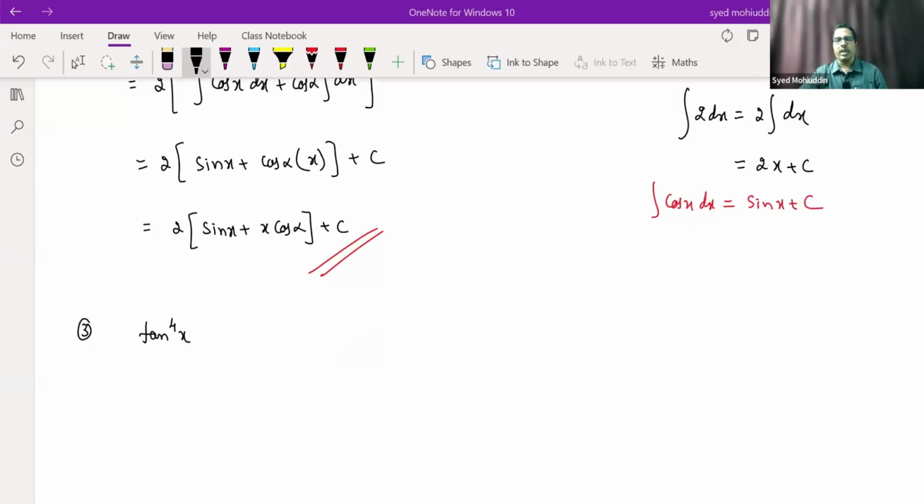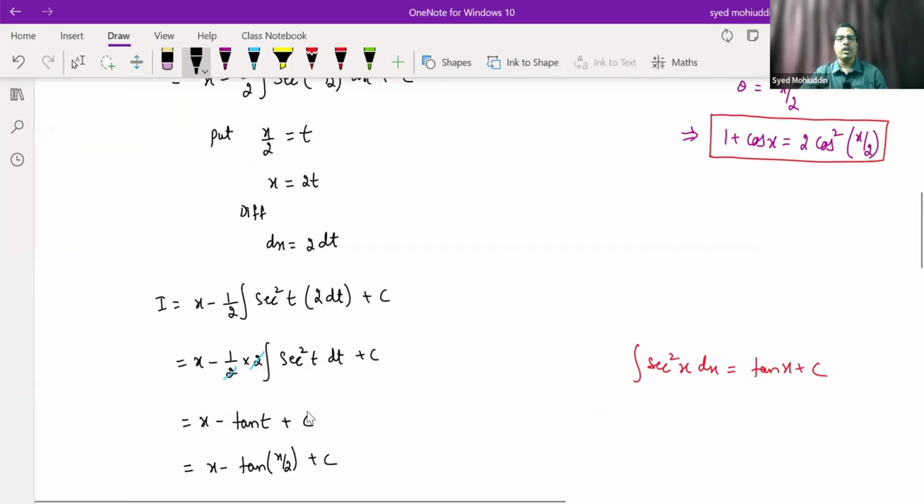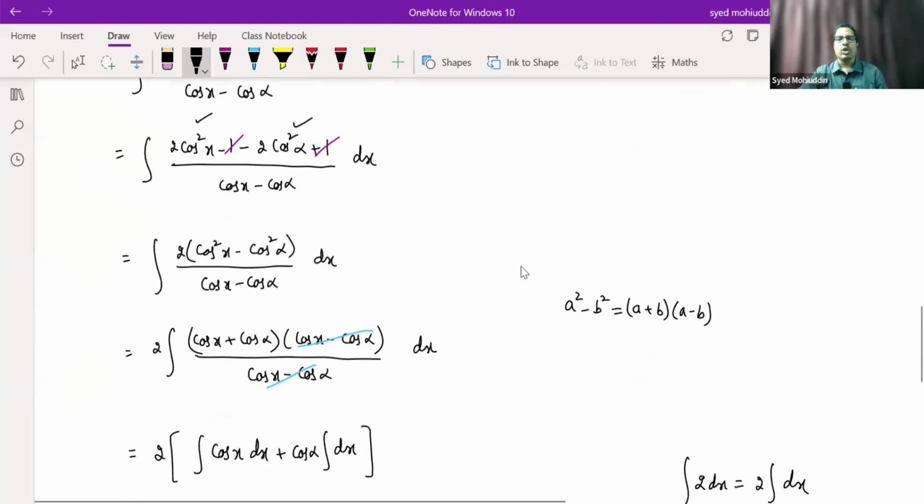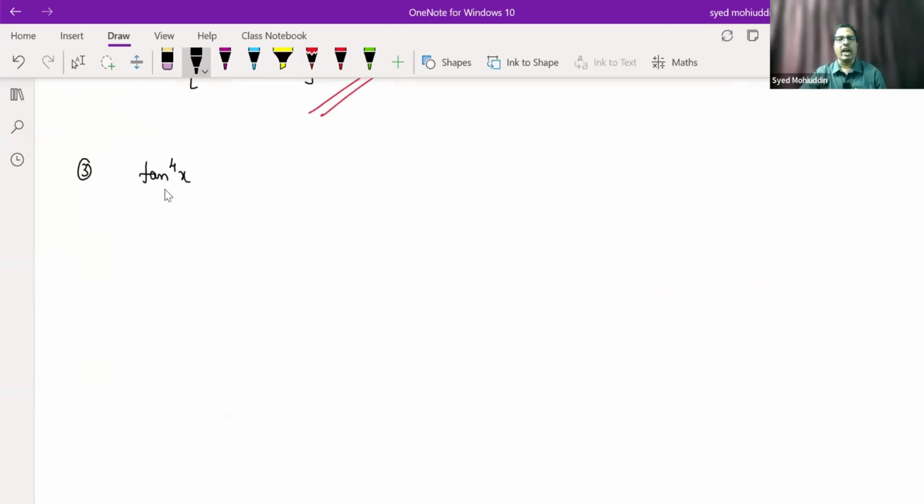How can we split? We know secant square integration, right? If you try to observe over here, secant square will give us tan. So can we convert this tan square or tan power of 4 in terms of secant square? The only possibility is that you can write tan power of 4 as tan square into tan square, so that I can convert this tan square in terms of secant square.